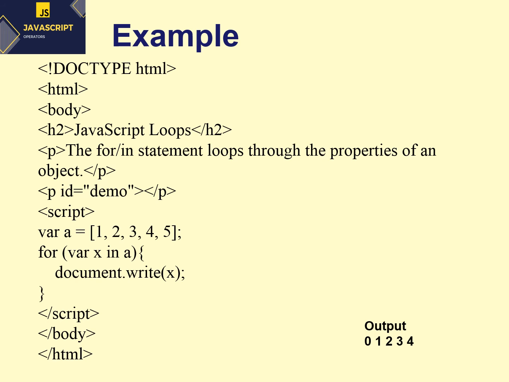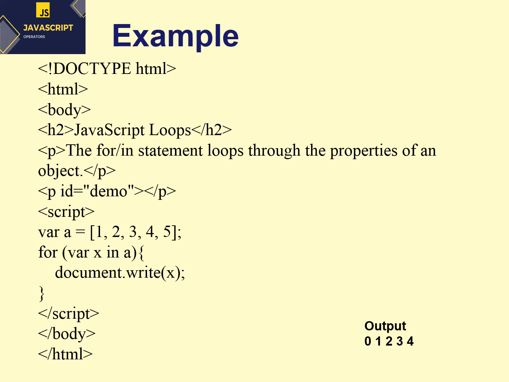So inside the script, var a equal to square brackets 1, 2, 3, 4, 5, which means that here a is an array. A is an array which contains 5 values. The values are 1, 2, 3, 4, 5. We know that array index starts from the 0th position. So for this particular array A, the index value ranges from 0 to 4, since we are having 5 elements.